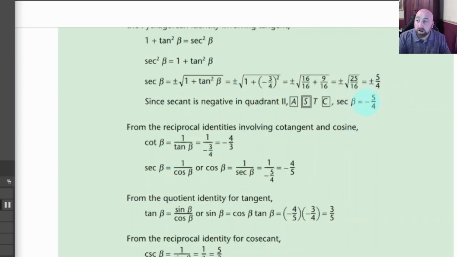So look up here. We already found the secant, right? Now we can use the reciprocal identity to find the cosine. Why? Because secant and cosine are related. So there's the cosine, negative 4 over 5.